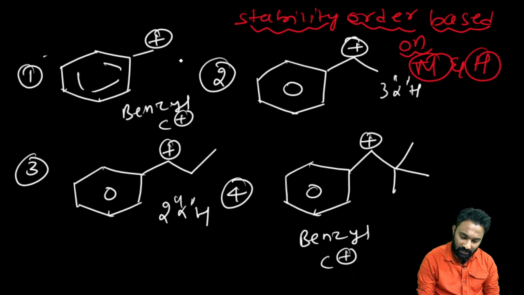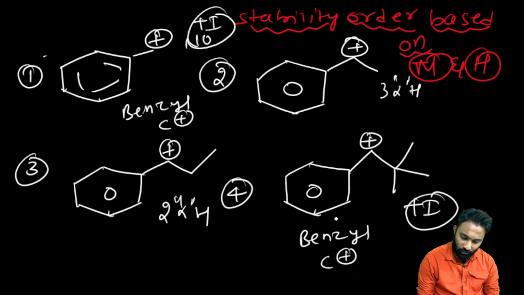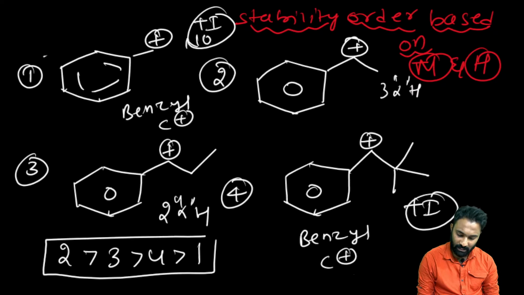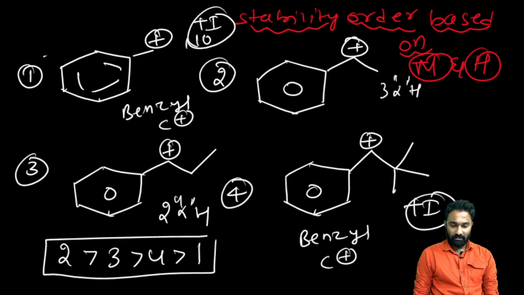But here there is no plus I effect. In the fourth case plus I effect is there, but in the first case there is no plus I effect. So the order will be 2 greater than 3 greater than 4 greater than 1. This will be the order. Clear, right?